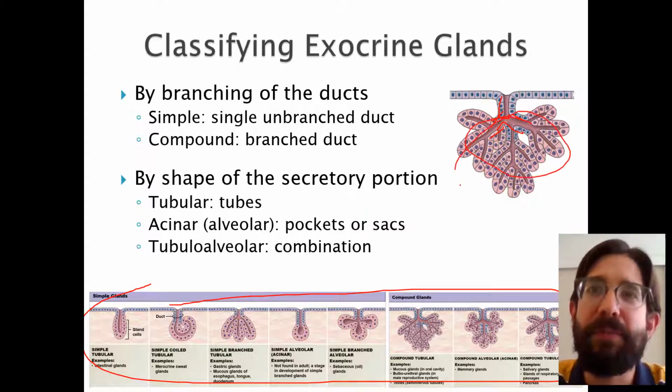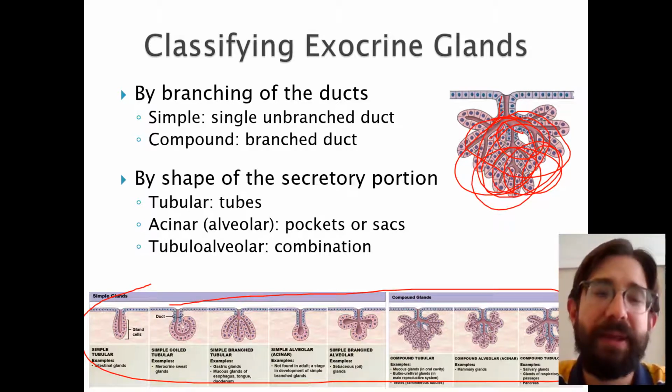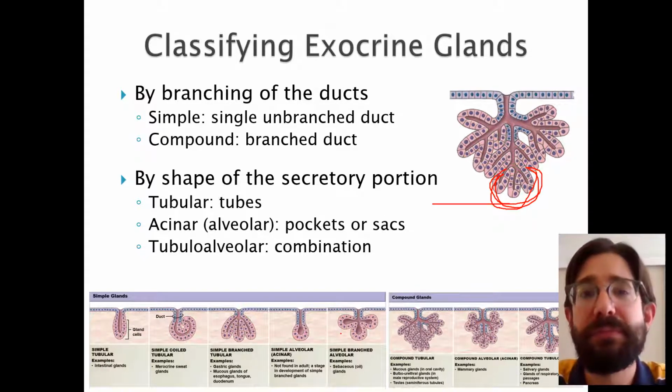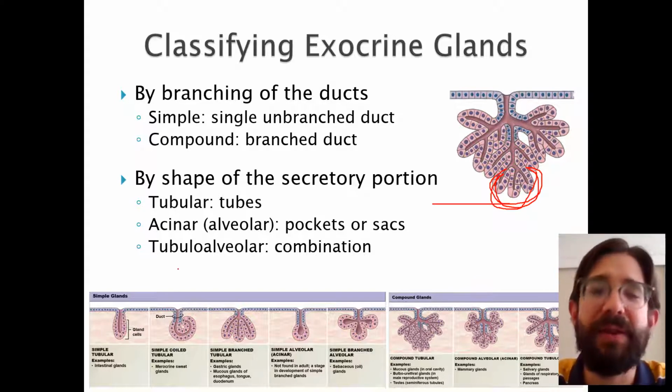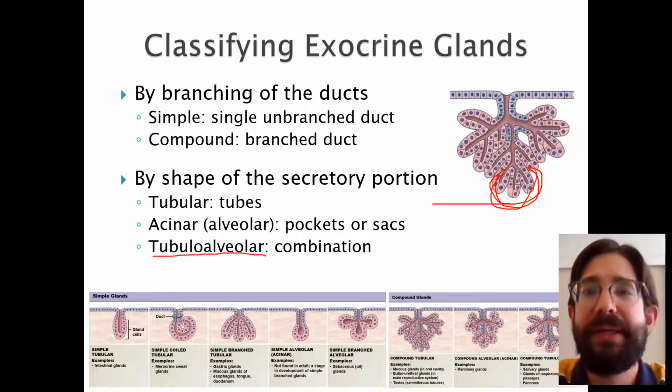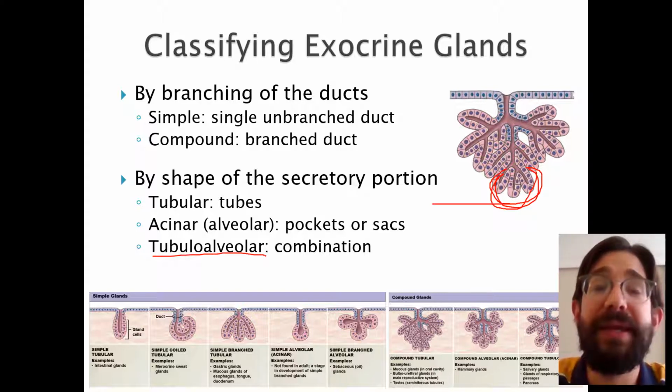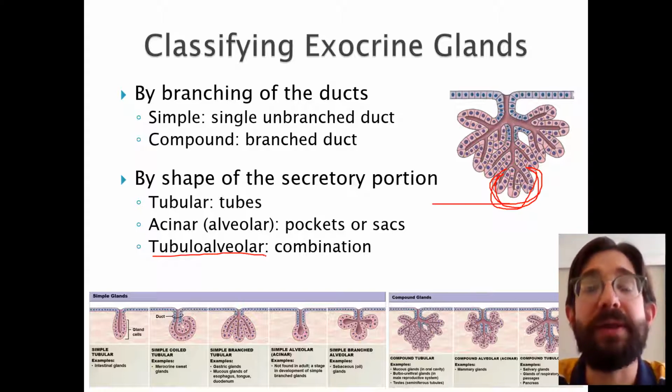And then the secretory portion, this deeper portion of the gland, might be made of a series of tubes, like as shown here. Or these could be more ball-shaped or pocket-shaped, which are called acinar or alveolar structures. Or they can be a combination of tubes and these alveoli. They can be called tubulo-alveolar. This isn't something we'll really study in detail. We just want to recognize that there's a lot of diversity in the shape of all these exocrine glands, which makes sense. There was quite a long list of exocrine glands on the previous slides.